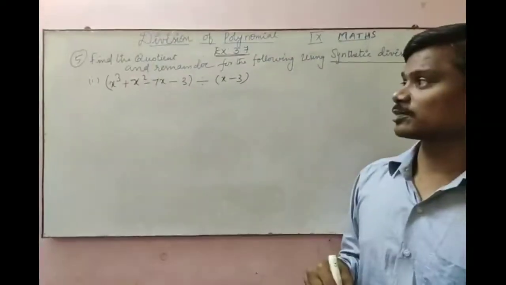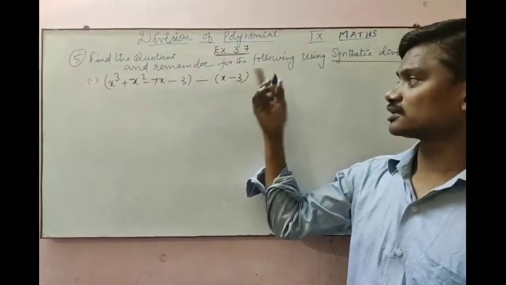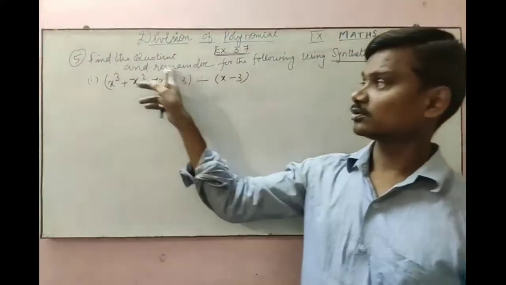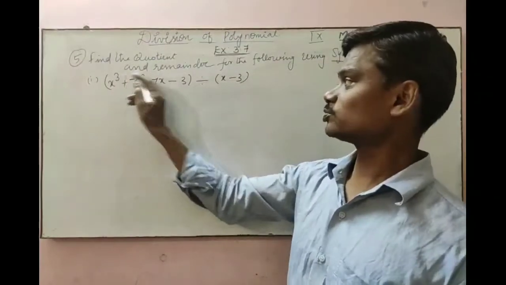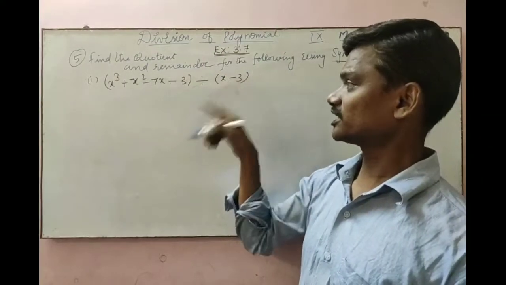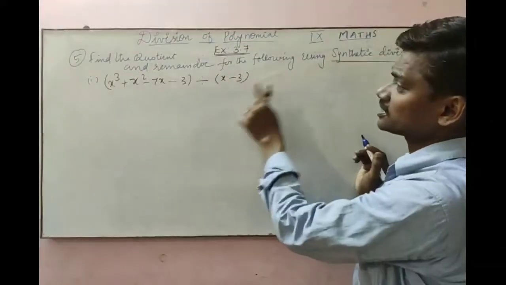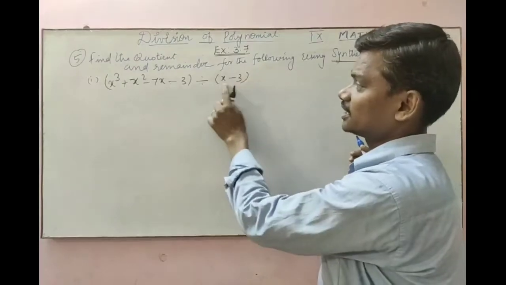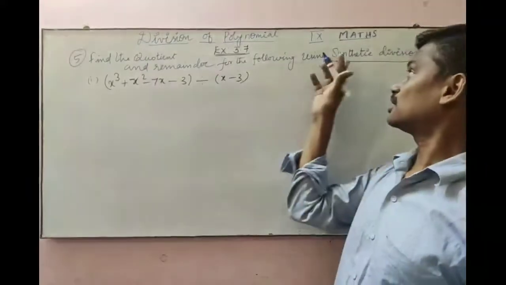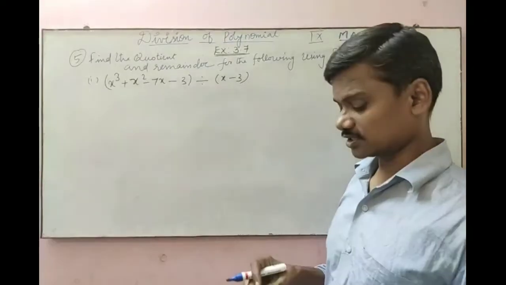But in the first type of division, the divisor may be linear or quadratic or power 2 or power 3, whatever it is. The power of the dividend should always be greater than the power of the divisor. The power of the divisor must be less, only then can we divide. But only if the divisor is linear can we do this synthetic division. If it is not linear, we cannot do it. Linear means the power should be 1. But in your exercise, all these come under linear, so you can divide using synthetic division.